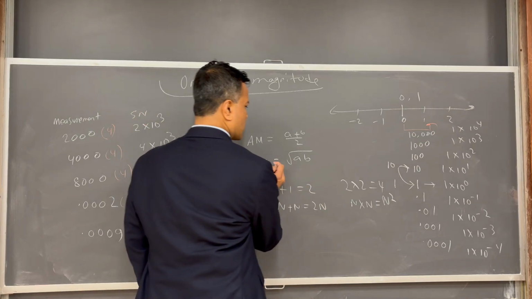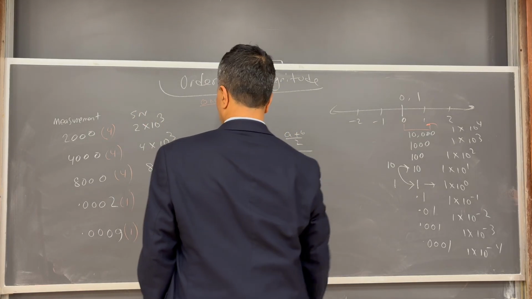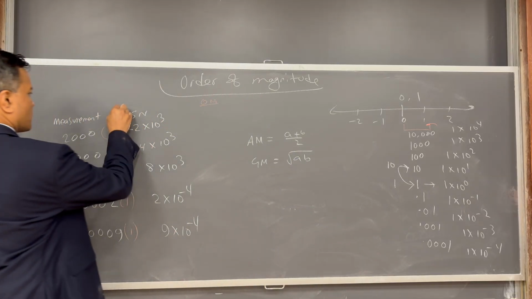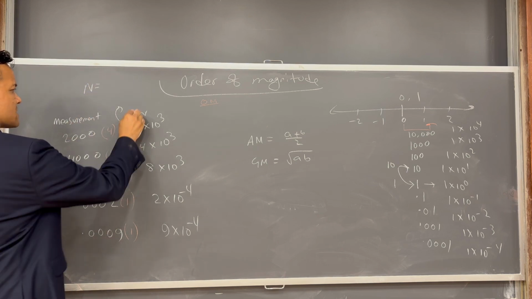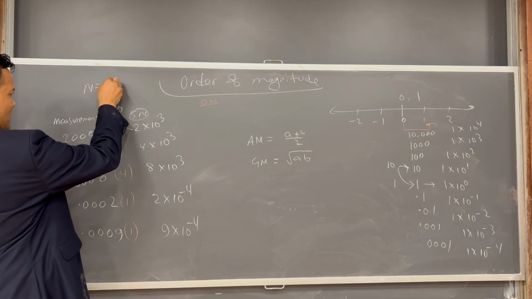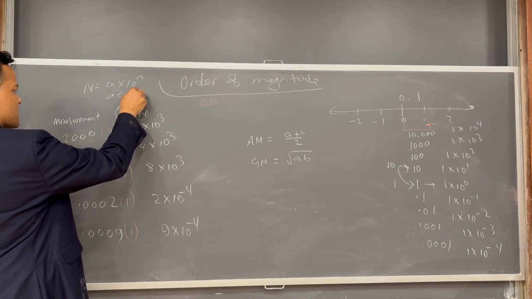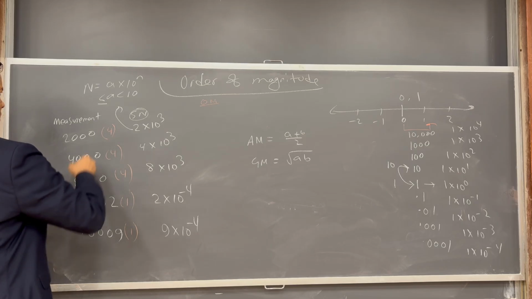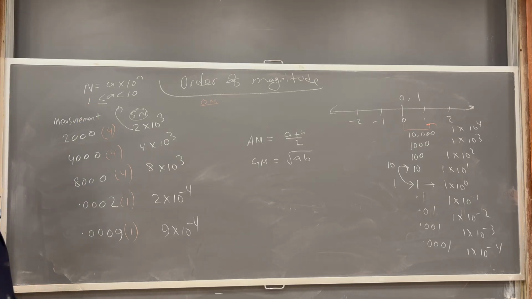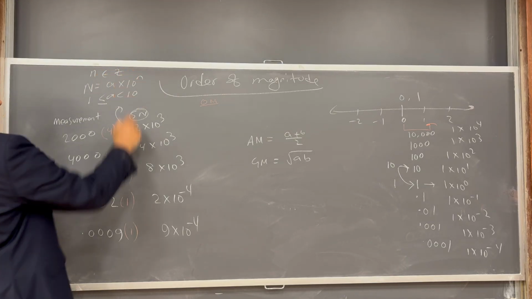Okay, so we're going to abstract this. By the way, before we do, we're going to write the formula for this one. N is the scientific notation: a times 10 raised to small n, where a is less than 10 and greater than or equal to 1, and n is a whole number, an integer.